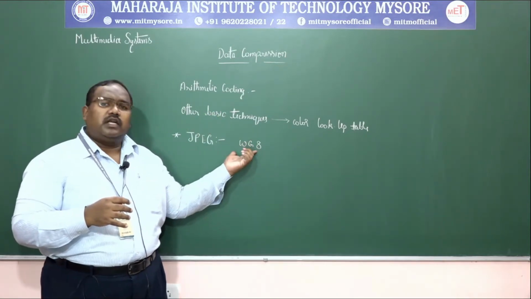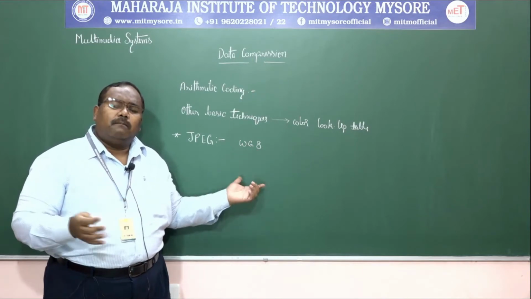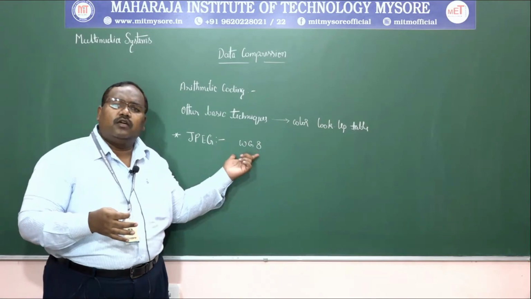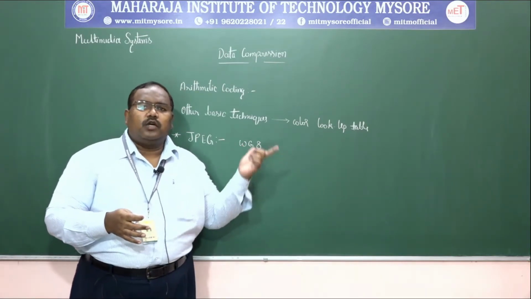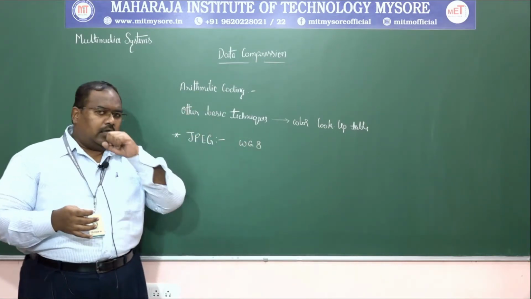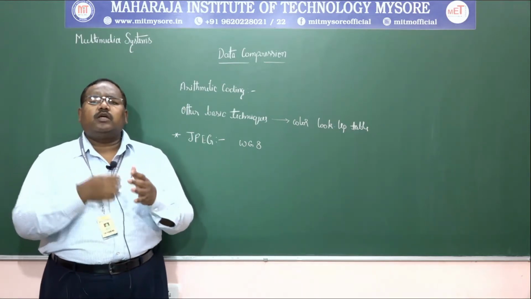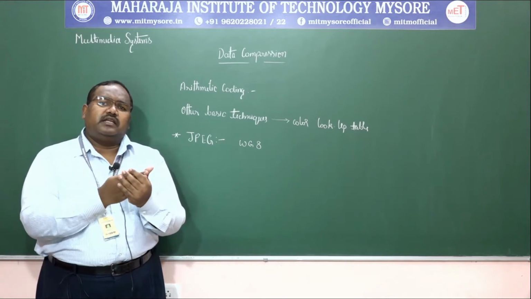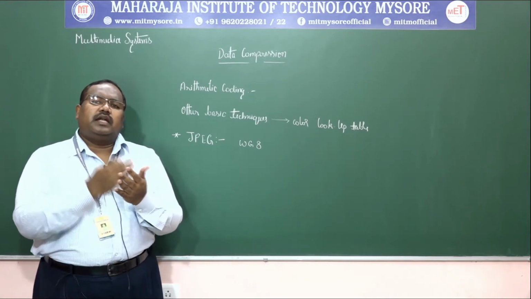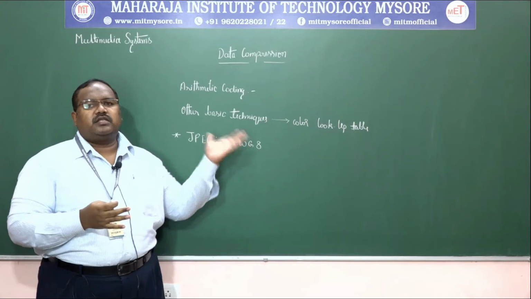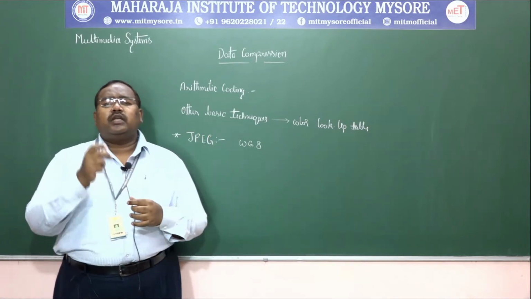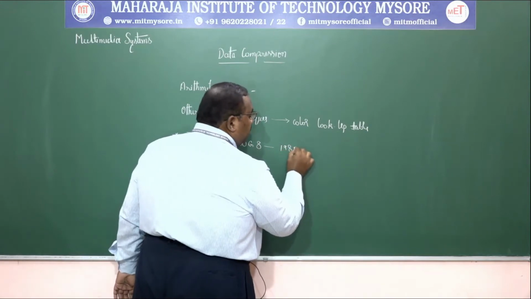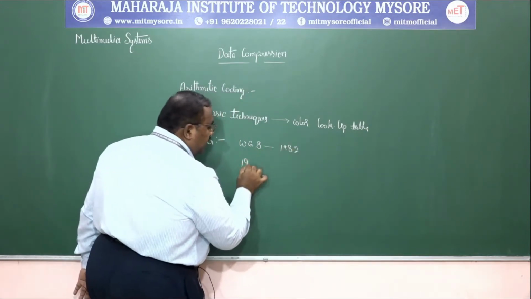So that group was constituted by many professionals and technical persons, and they called their group WG8, meaning Working Group 8. They were working on techniques to bring out a particular standard with respect to the compression and decompression of a still image. So in June 1982 they started it.